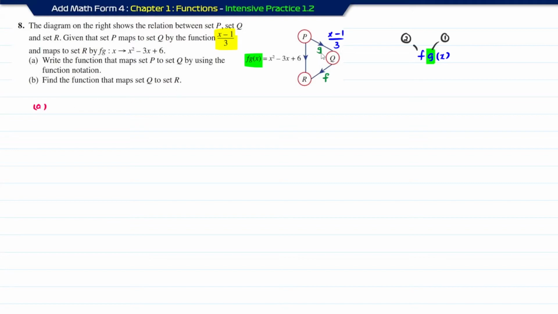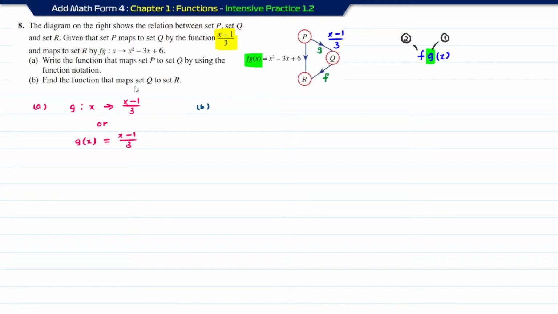So for question A, we want to write the function notation. We know that the function is function g. So you can write it g, x with an arrow, x minus 1 over 3. Or you can also write it as g bracket x equal to x minus 1 over 3. So there you have it, the function notation for g. Now we're going to move to question B.